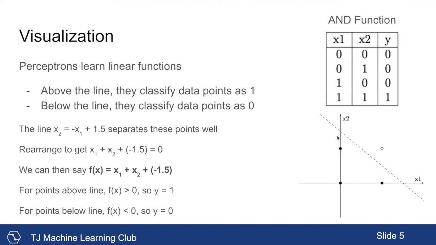So if we get the equation of this line, the equation is simply x2 equals negative x1 plus 1.5. And this is just of the form y equals mx plus b, where m is negative 1, b is 1.5, and even though we just replace y with x2, because that's what it is on the graph. We don't have a y-axis here, we have an x2 axis. So rearranging this in the form that we saw earlier, we get x1 plus x2 plus negative 1.5 equals 0.